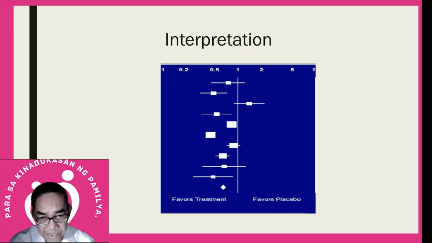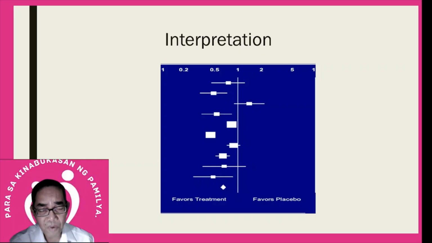So both of these are statistically significant. This one is not, and this one is statistically significant. This one is not, and this one is statistically significant. And this is actually the summary, the average of all these 10 studies, in a diamond.